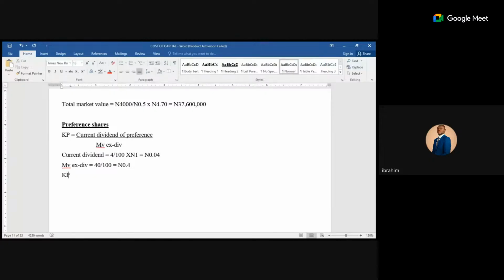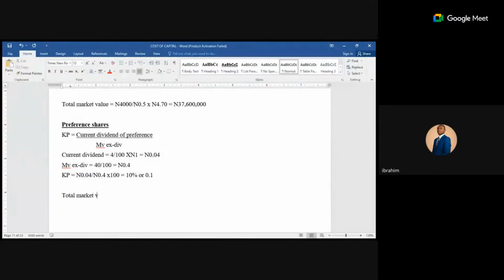So cost of preference shares equals 0.04 divided by 0.4 times 100. What do you have? What is the cost of preference shares? 10%. That is 0.1.